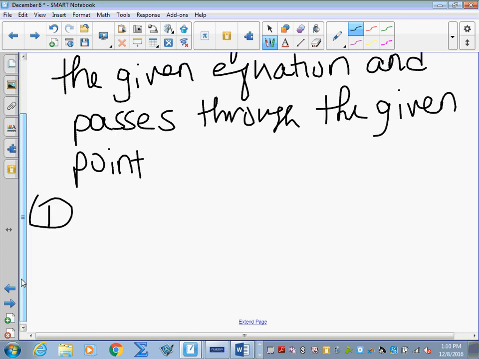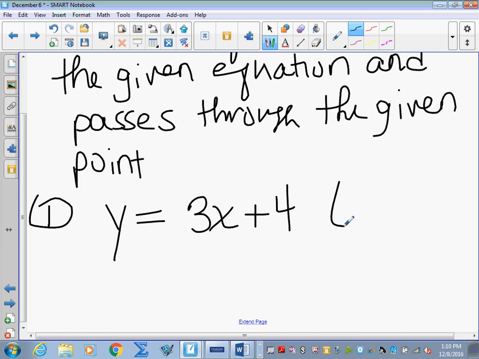So example 1. I'm going to give you an equation. Let's say the equation is y equals 3x plus 4. It really doesn't matter what the y-intercept is. That's not going to be important. But I do want it to pass through the point (4, negative 2). So you're going to be given an equation and a point, and you have to write another equation that will be parallel to this.